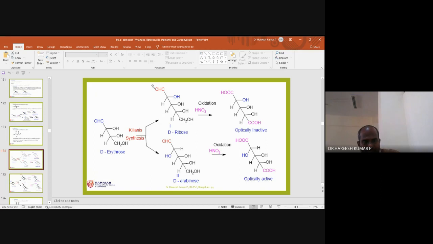So look here. This is one, I'm taking erythrose. Erythrose is nothing but an aldotetrose. So when I am taking D-erythrose and subjecting it to Kiliani synthesis.